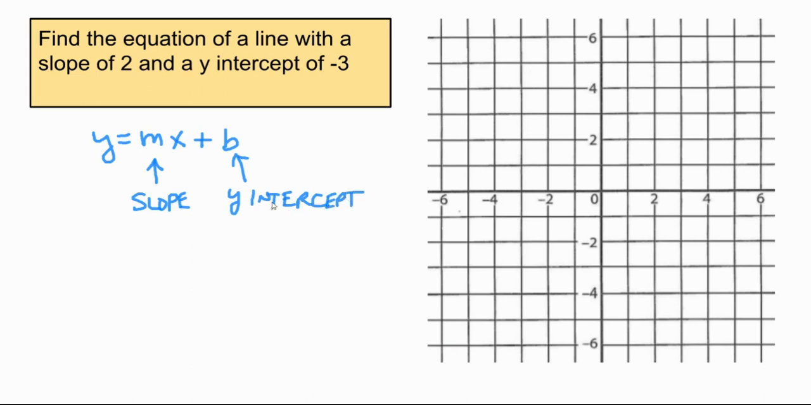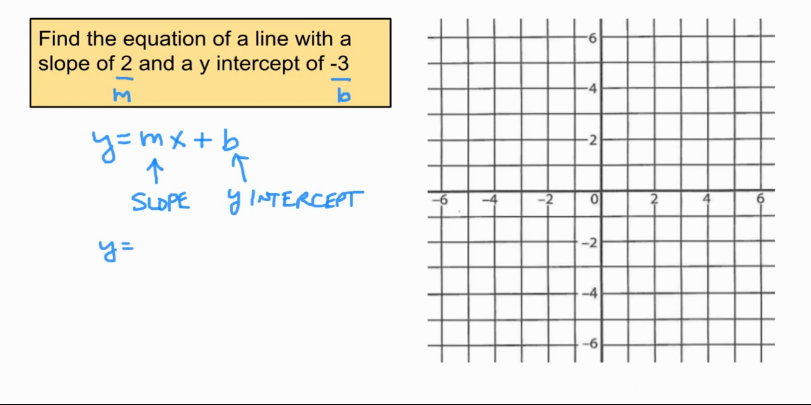Now, since we're given these two values, we just need to find them. So there's our slope. We will label that as m. And here is our y-intercept. We will label that as b. Now we can replace those in our standard equation format.